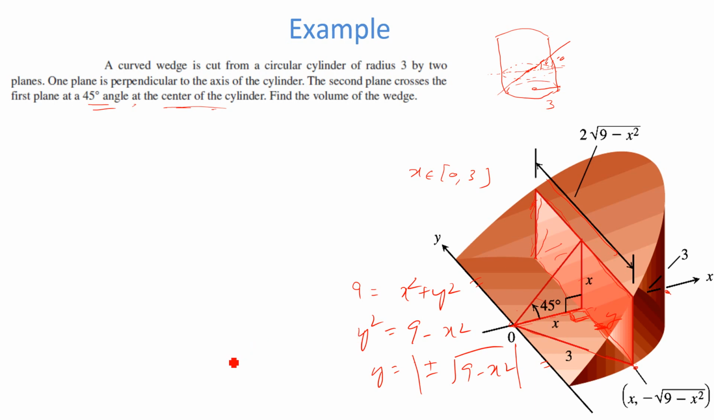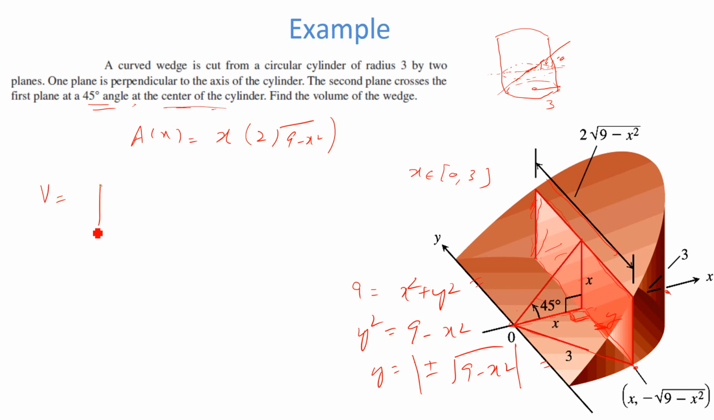Now we have length and width both. So area of cross section is going to be length multiplied by the width, because this cross section is a rectangle. So x multiplied by 2 times square root of 9 minus x square. Now the next target is to find the limit, and then we'll integrate the volume integral.